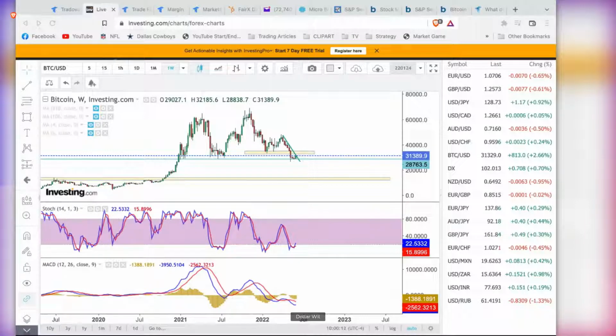I got a chart up. Bitcoin. Nobody's here, but I'm gonna go ahead and do it and get off of here. Let me get back to my chart.